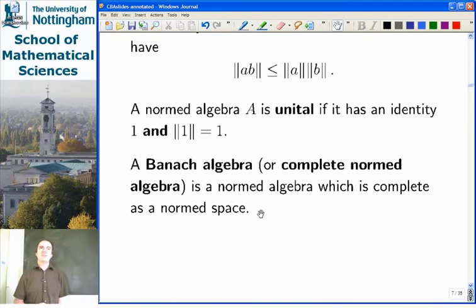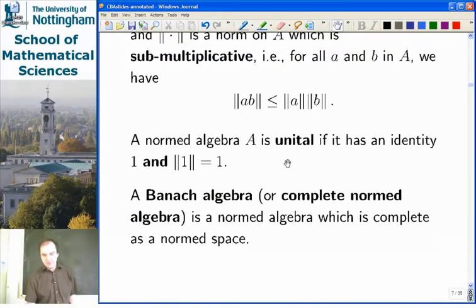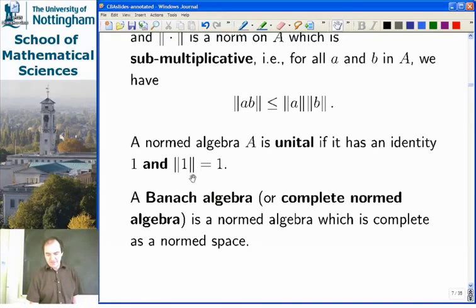So what's a Banach algebra? It's just a normed algebra which is complete as a normed space. Oh, and this unital business. Unital is a bit more than saying that you have an identity. It means that you've got an identity element 1 and the norm of it is actually 1, which doesn't come for free. You can prove that the norm of 1 has to be at least 1, but it's not immediately obvious that it's equal to 1. And you might have to renorm to get that.